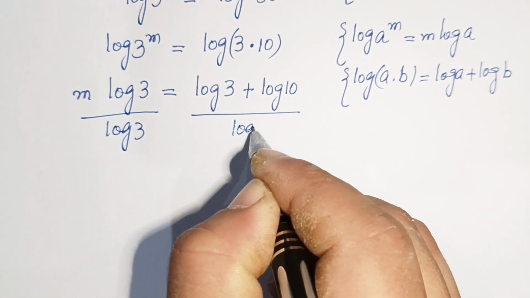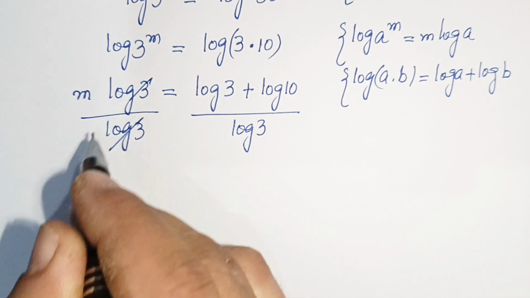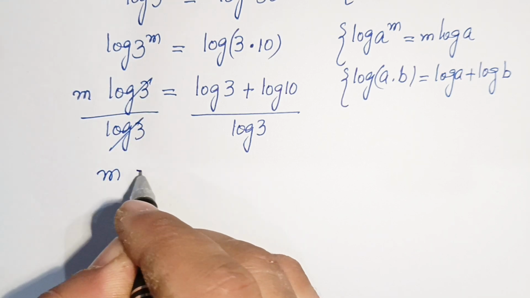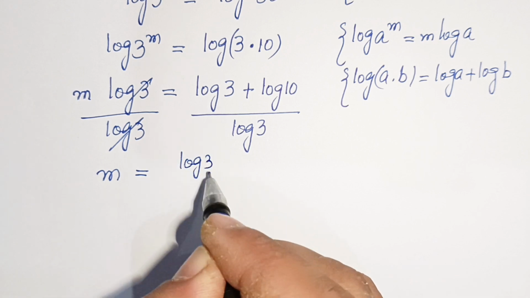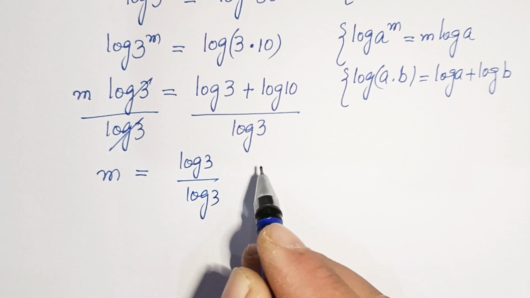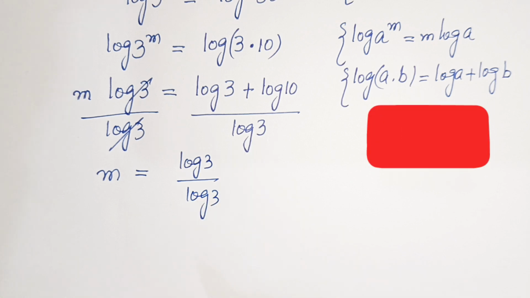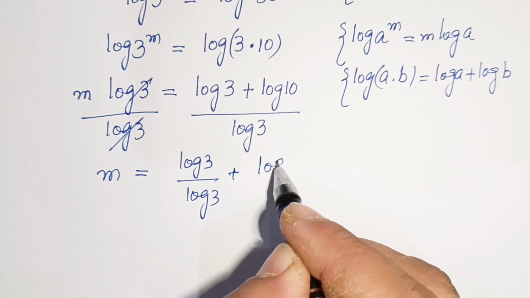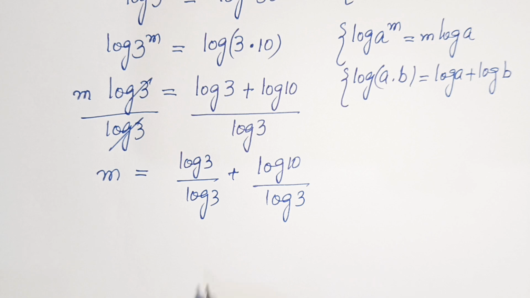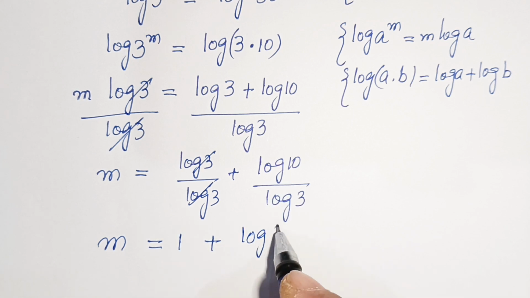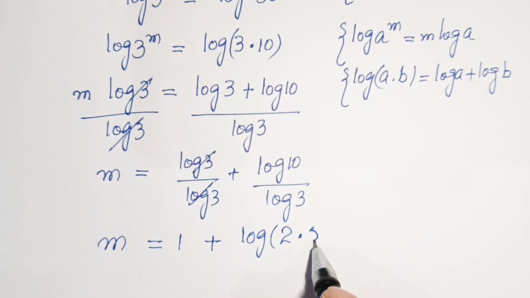here we have log 3. Cancelling log 3 with log 3, we have m is equal to log 3 divided by log 3, just separating this denominator, plus log 10 over log 3. This log 3 over log 3 is cancelled out, then we get m is equal to 1 plus log 10 over log 3. So log 10 can also be written as log of 2 times 5, which is equal to 10.